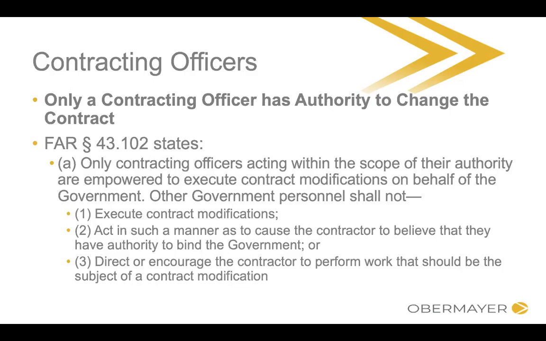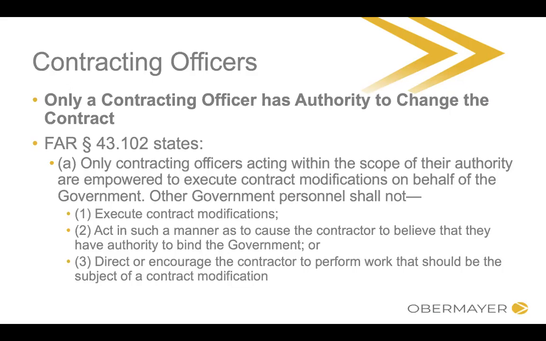FAR 43.102 outlines the authority that a contracting officer has, and it says that COs acting within the scope of their authority are empowered to execute contract modifications on behalf of the government. But it specifically says other government personnel shall not execute contract modifications or act in such a manner as to cause the contractor to believe that they have authority to bind the government, or direct or encourage the contractor to perform work that should be the subject of a contract modification.